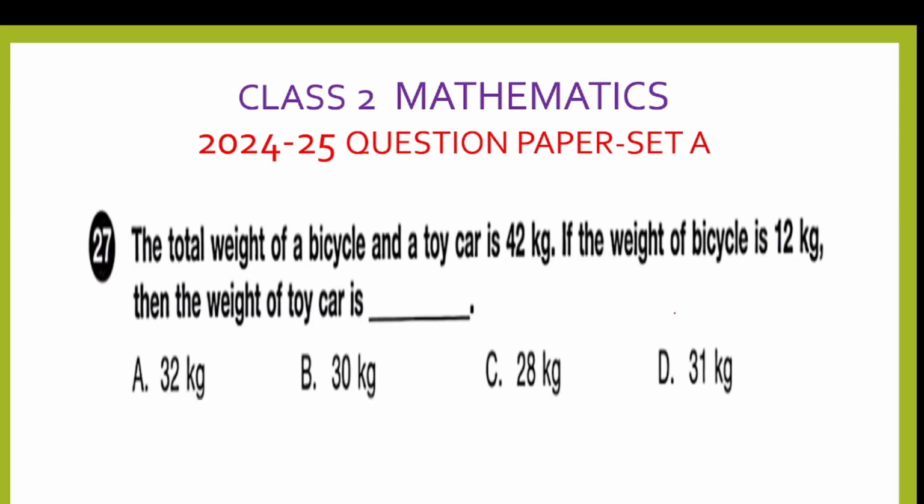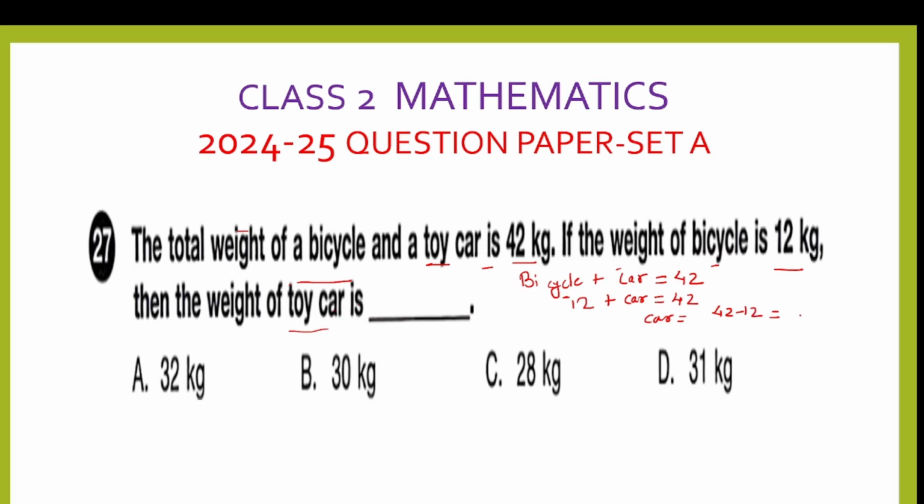Next question. The total weight of a bicycle and a toy car is 42 kg. If the weight of the bicycle is 12 kg, then the weight of the toy car is dash dash. So what is given? The weight of the bicycle and car together is 42 kg. We are given the weight of the bicycle, that is 12 kg. So 12 kg plus the weight of the car is equal to 42. That means we have to find the weight of the car, which is 42 minus 12.